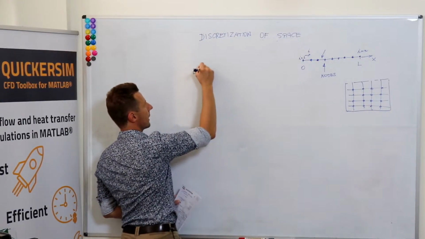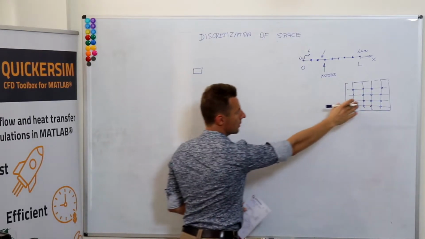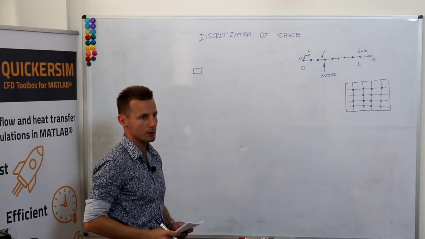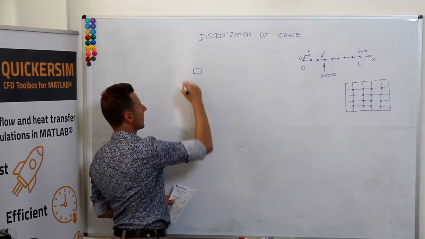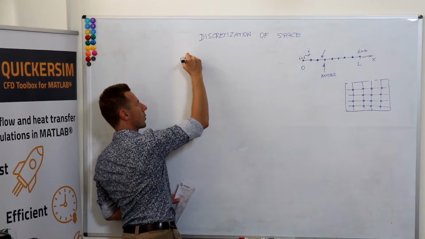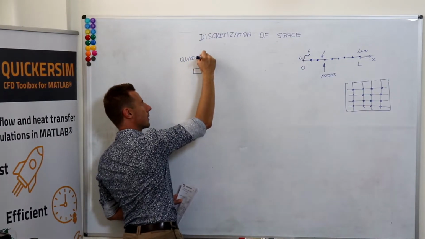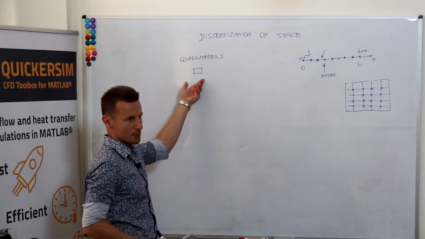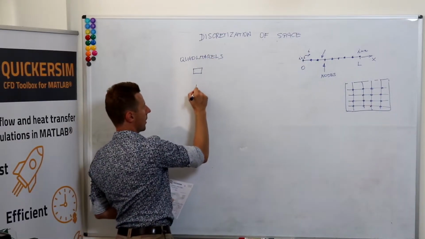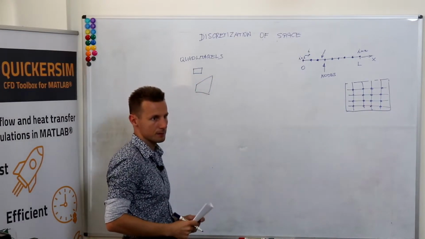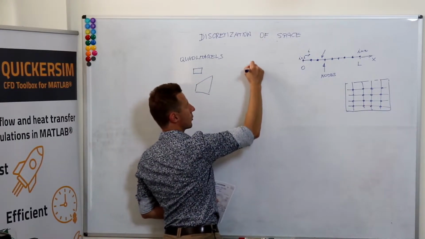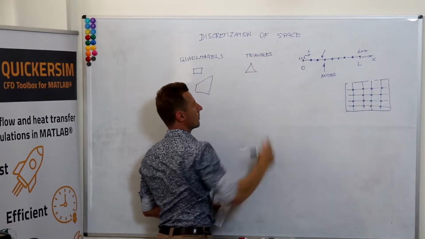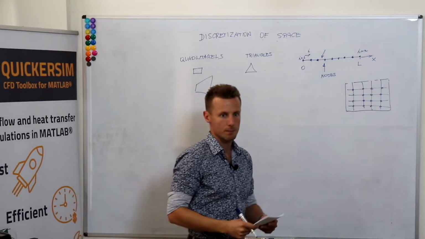Typically, in 2D we can deal with square or rectangular elements. They are called quadrilaterals, four-sided, might be like that, or triangles. Two most popular ones.